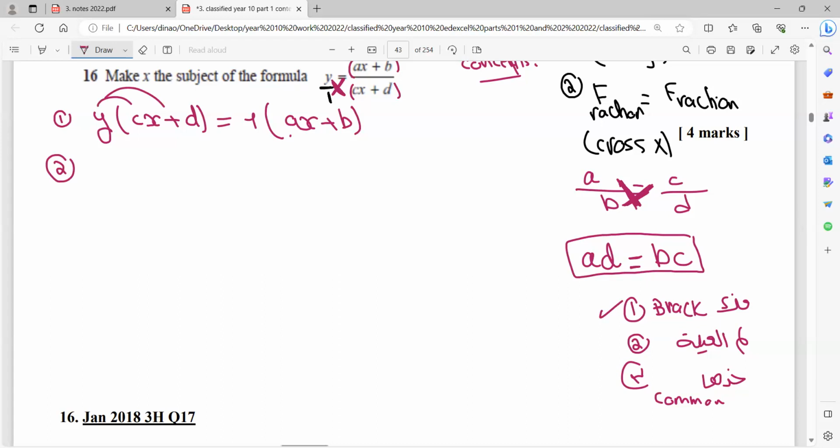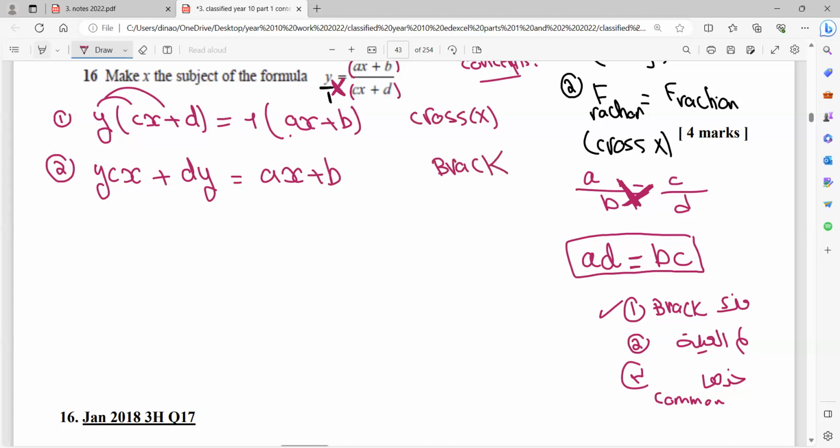Y times cx is ycx, cxy, whatever order of the letters, it doesn't matter. Plus y times d is dy or yd. Equals, of course, 1 times the bracket is the bracket as it is. So step number 1, cross multiplication. Step number 2, expand the bracket. Now step number 3, let's deal with it now, which is collect the family.